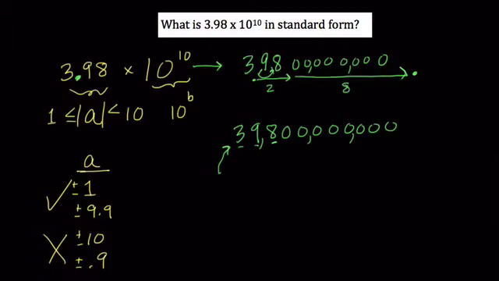Now if this was a negative exponent, let's say it was 3.98 times 10 to the negative 10th. The only difference there is when you have a negative 10 as a power, that means divide this number by 10, not multiply it. It's a negative exponent. You divide by 10 that many times. And when you divide by 10, you just move your decimal to the left.